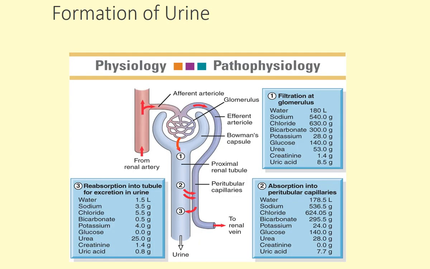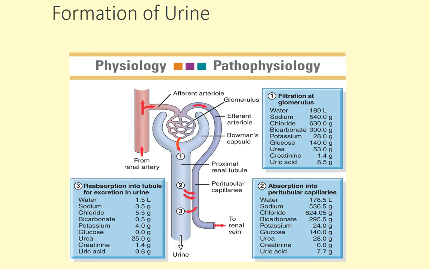Here's the formation of urine. So the afferent arteriole is what actually causes the circulation to go through the glomerulus, and then it's the Bowman's capsule that is going to pull in what it needs, and if it does need it, it pushes it back through the circulatory system, and if it doesn't, it produces urine and will excrete it out of the kidney.